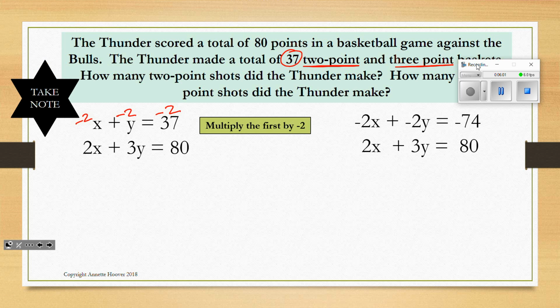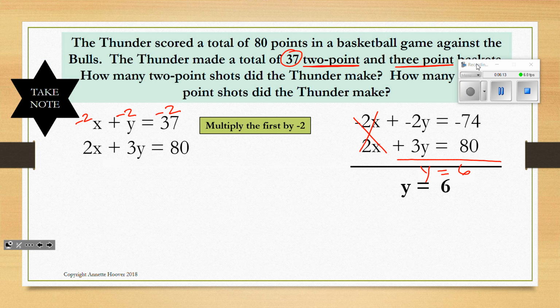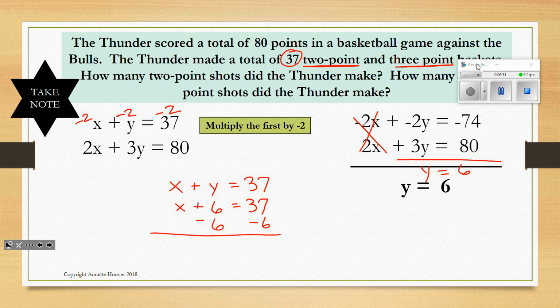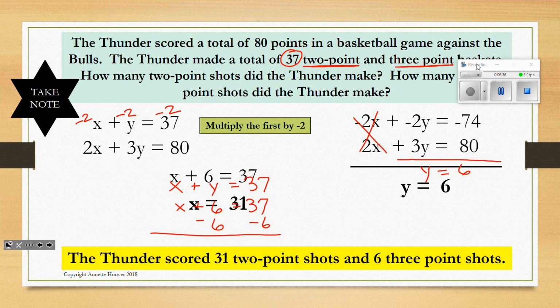Now we've created our opposite coefficients. Our 2-point baskets are eliminated, and that simply leaves us with y is equal to 6. We didn't have a one-step equation there, which made it easy. So now we know the number of 3-point baskets. Altogether the 2-point baskets plus the 3-point baskets was equal to 37 baskets, and they scored 6 3-point baskets. So for the number of 2-point baskets, we subtract 6 on both sides of the equation, and that would be 31 2-point baskets and 6 3-point baskets.